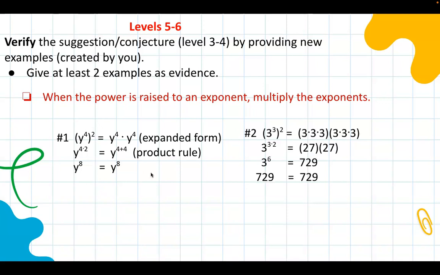The second evidence that I'm providing now, instead of using the variable, I use numbers just because I would like to use a calculator.